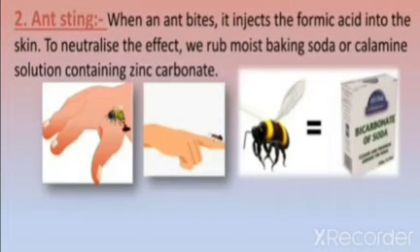Now ant sting. What is an ant sting? The sting of the ant, yani dung jaise maarte aapko, theek hai? The sting of an ant and a bee is acidic as it contains formic acid. The pain caused by an ant or bee sting can be neutralized by using bases like sodium carbonate, that is baking soda, or calamine lotion.